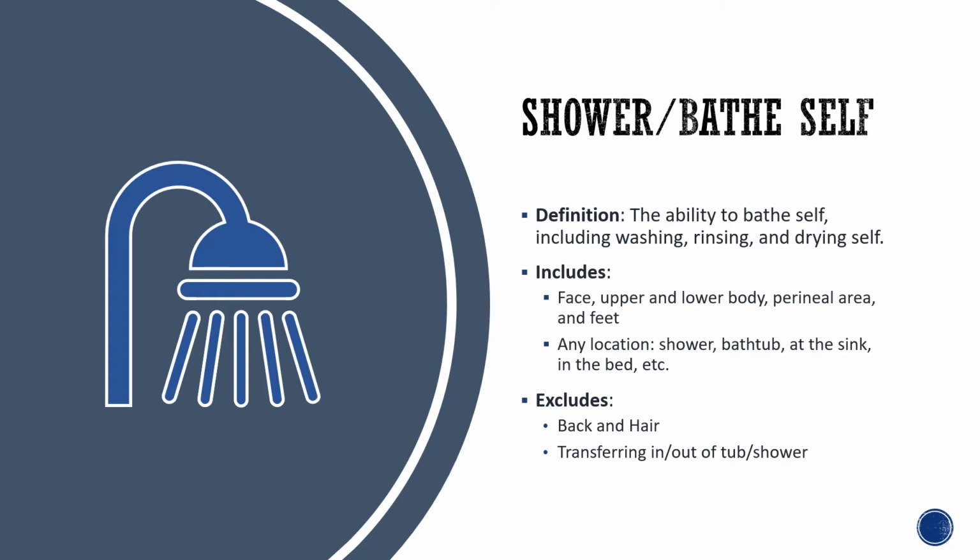Our next item is shower bathing self. This means the ability to bathe self, including washing, rinsing, and drying. It includes the face, upper and lower body, perineal area, and the feet. This is any location. It can be in the shower, in the bathtub, at the sink, in the bed. What it excludes is washing the back and washing the hair. And it also excludes transferring in and out of the tub. This is only the bathing item itself.